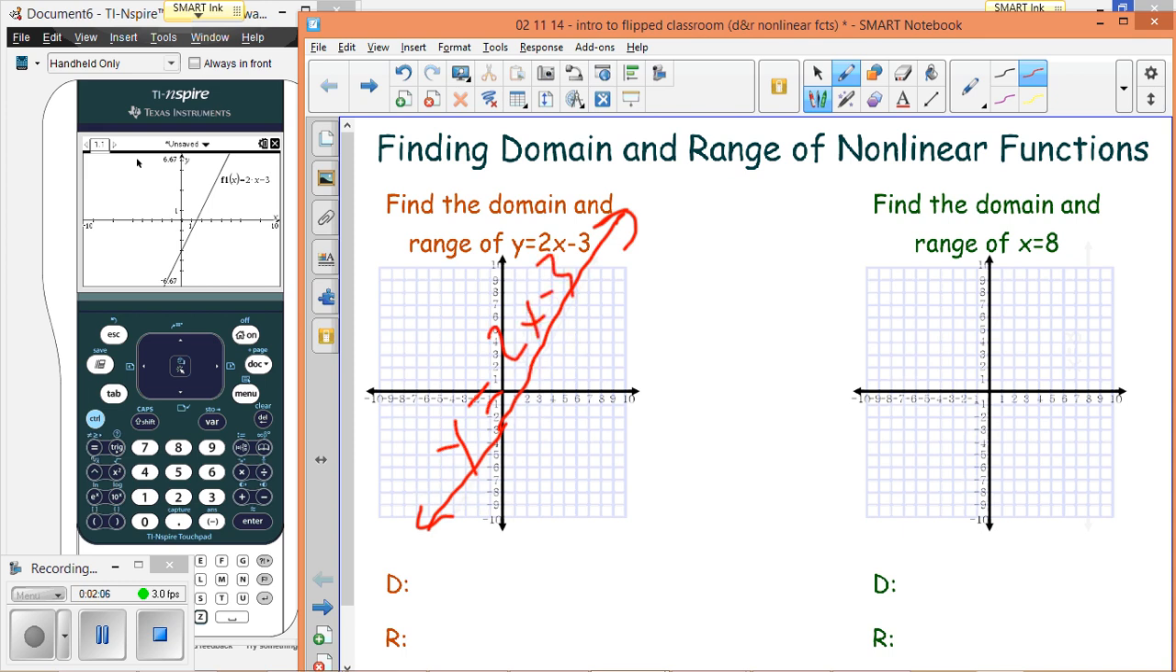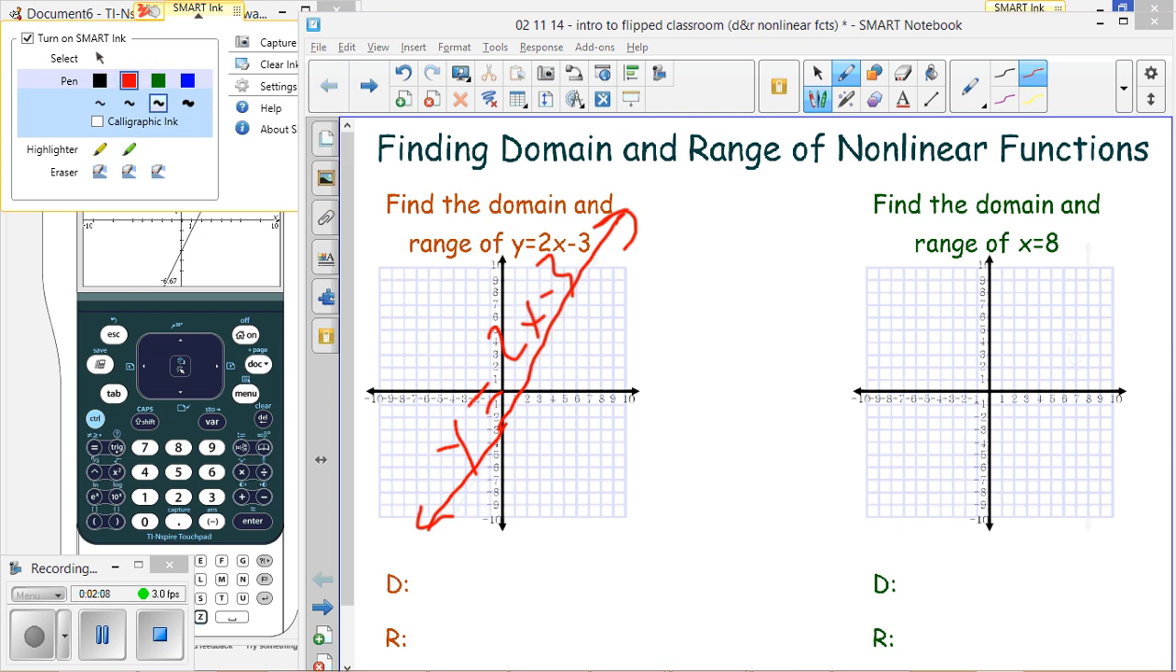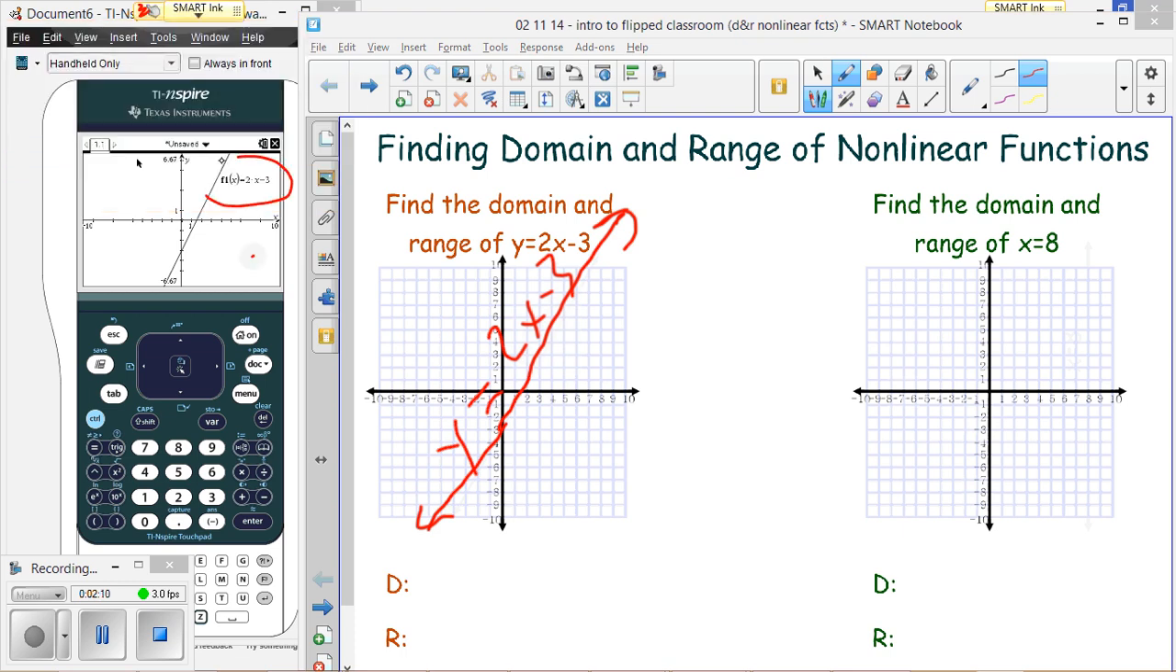If you notice over here on the calculator, that is labeled as well. It's f1 of x equals 2x minus 3. They have labeled theirs as well. And they have not put their arrows on because if you trace it, it will actually go on forever. So that's the way that they show that. Okay, so now that I have traced that really quickly and sketched it, I can find the domain and range.